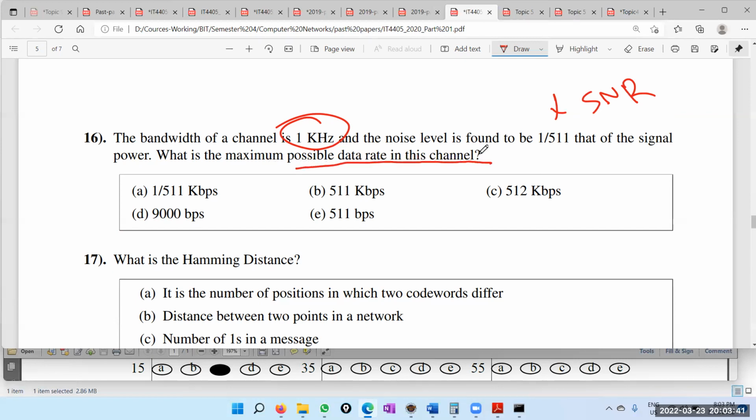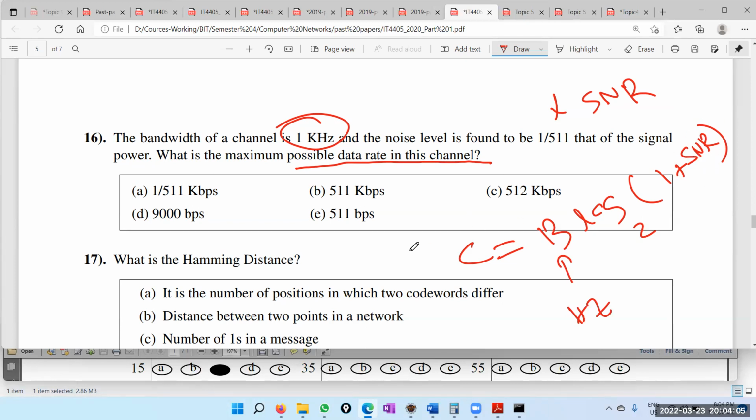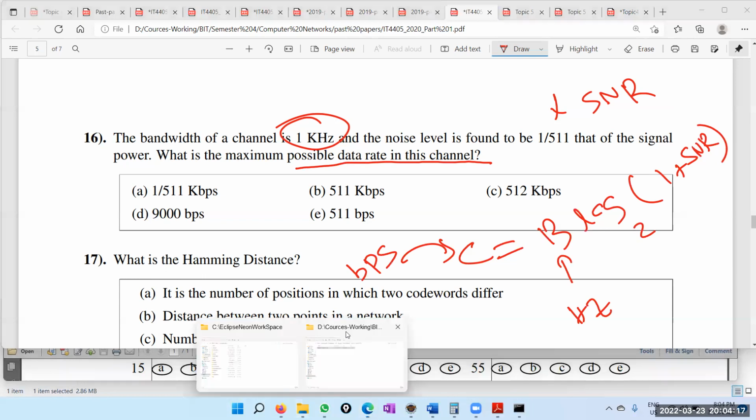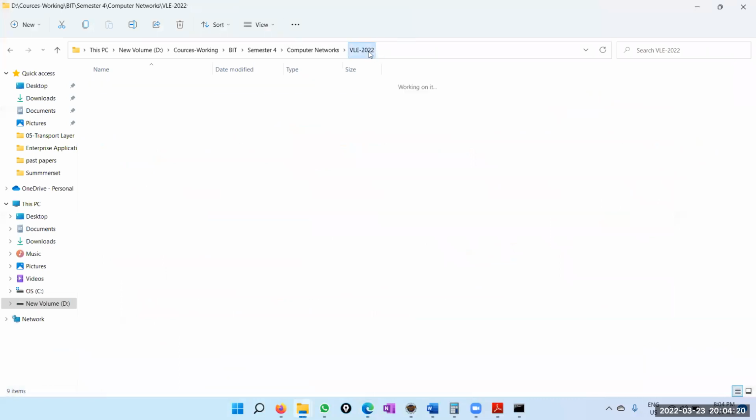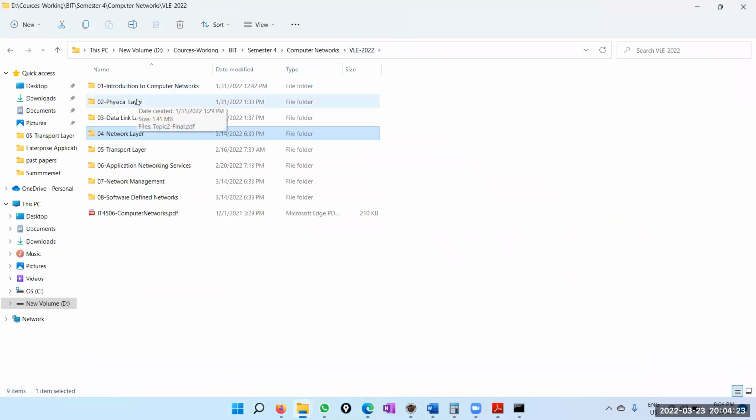Remember, we discussed the theoretical maximum is C equal to 2B. But in a noisy channel, it is not 2B. It is B log 2 (1 plus SNR), if I remember correctly. B is bandwidth in hertz, this is the signal to noise ratio, and what we get is capacity in bits per second, BPS. Let's double check whether the formula is correct, because I just wrote it from memory. It must be in your physical layer.